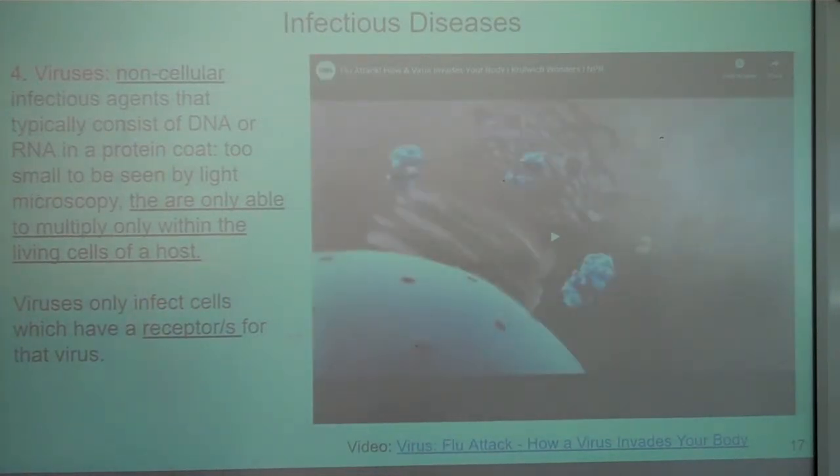Non-cellular infectious agents that consist of DNA or RNA in some simple cases. And we'll watch how viruses go about infecting. But long story short, highlight that underlined part: viruses have to infect other cells. So they're non-cellular, they're not alive. That's what non-cellular means. They are not alive in any way.